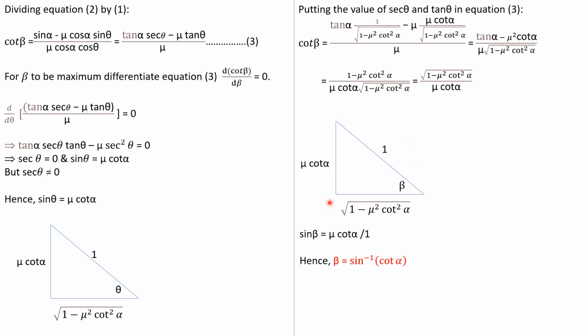The answer has been given in sine inverse form. So we will have to write the equation for sine beta. Sine beta from this right angle triangle is P by H, so mu cot alpha divided by 1. So beta will be sine inverse of mu cot alpha. So this will be your answer for the maximum value of beta, for which the particle at B will be in equilibrium.